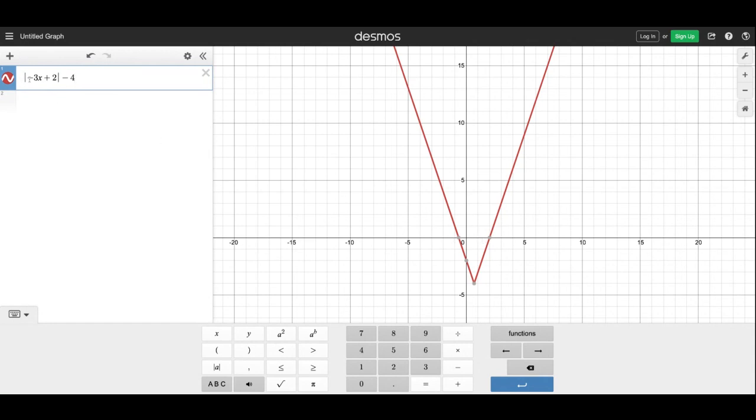Okay, so it looks like it shifted to the right, and that's exactly what I was thinking, because we have that negative inside. So it was really negative 2/3, which really would shift it to the right 2/3. So my vertex would be 2/3, negative 4 for an answer.